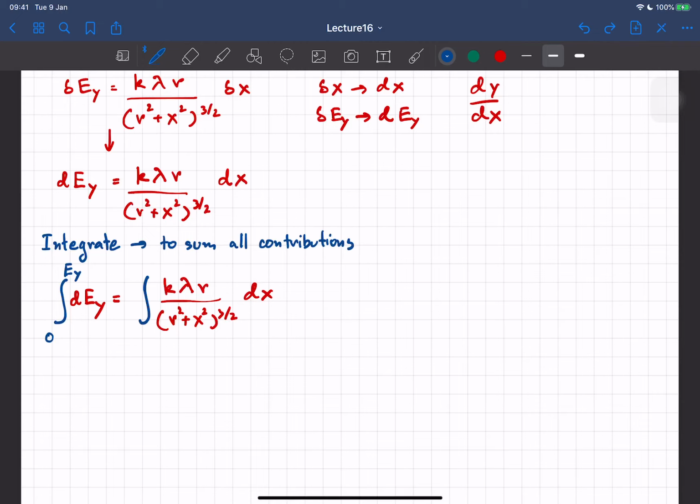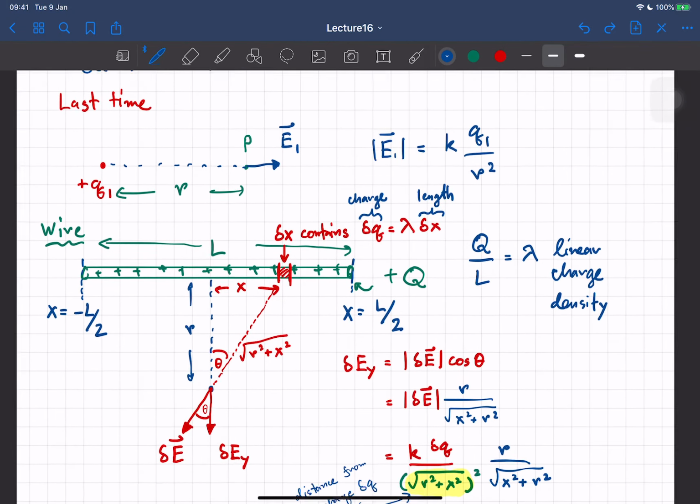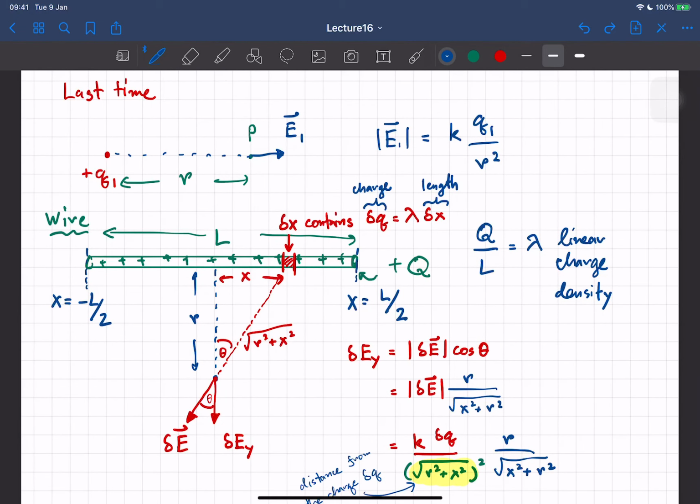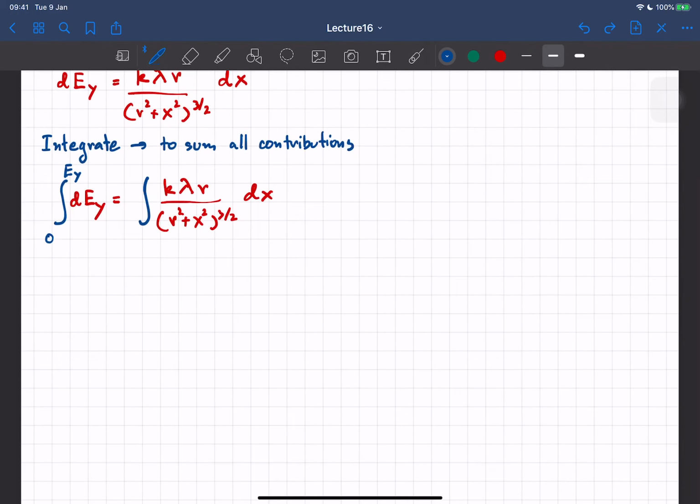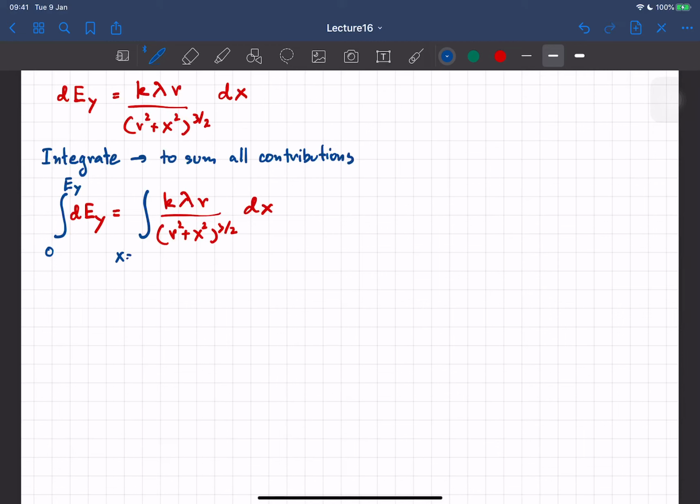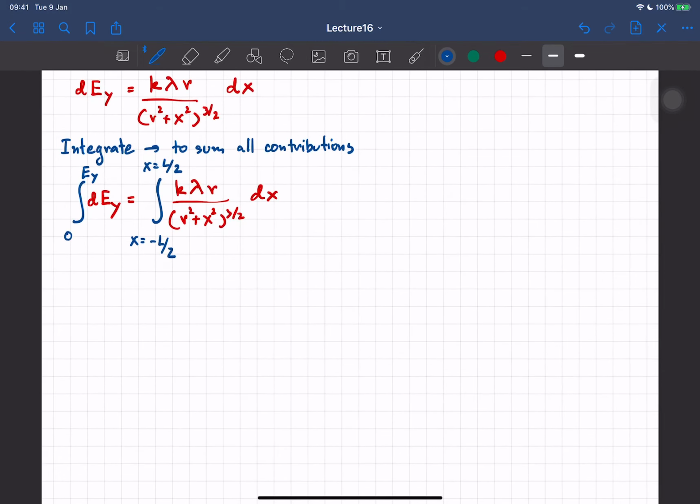So what about dx? Well, just look at your system, the wire here, and see the range of x that you need to integrate. It's going to run from minus L over 2 to L over 2. So that's going to be our limit of integration, from x equal to minus L over 2 to x equal to L over 2. Our task here is just to evaluate this integral and we'll be done.